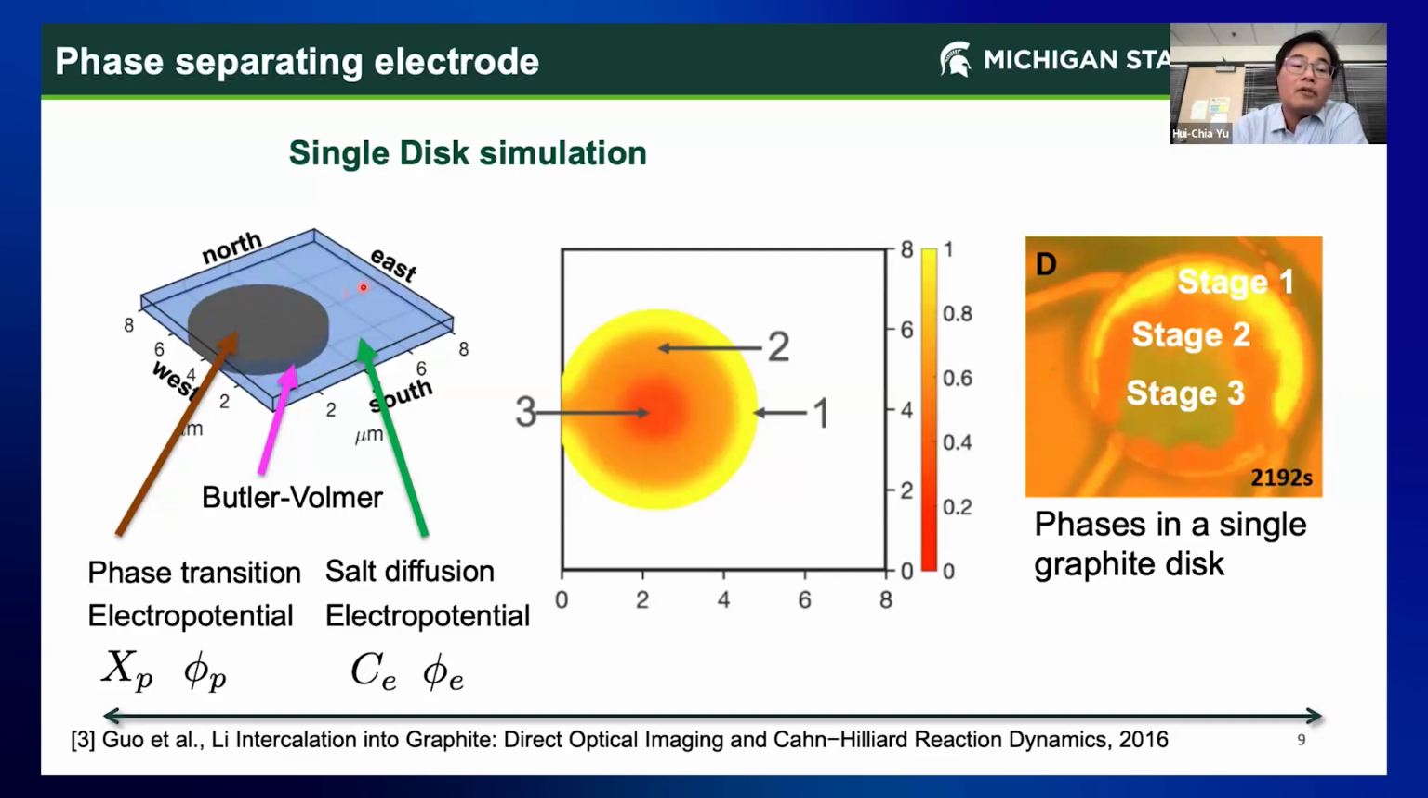And then outside, you have ion diffusion in the liquid, and you also solve the electron potential in the solid side and then in the liquid side. And then a quick result: you can see that within this disk, you see different layers, an onion-layer-like phase distribution, which is pretty much similar to the experimental observation. So this is a demonstration that we can capture the phase transformation process.